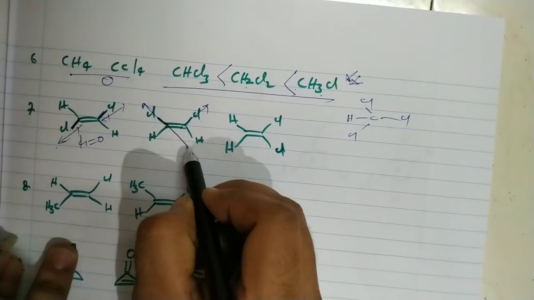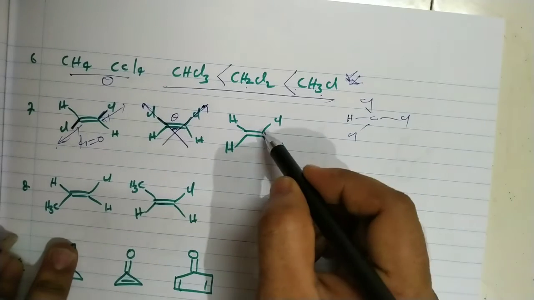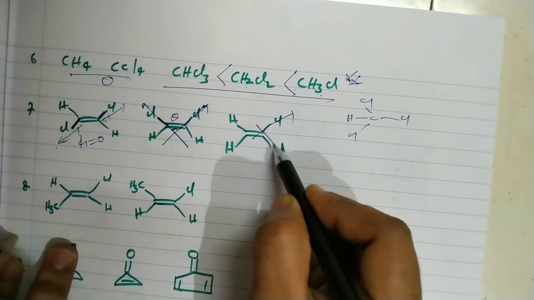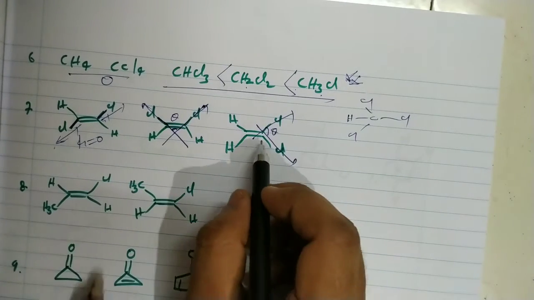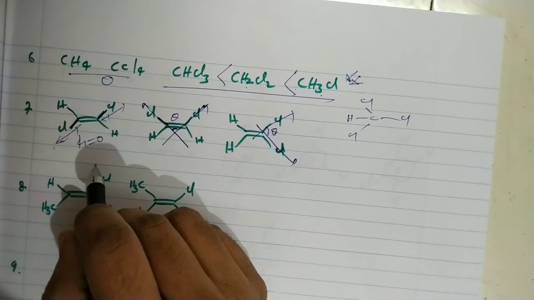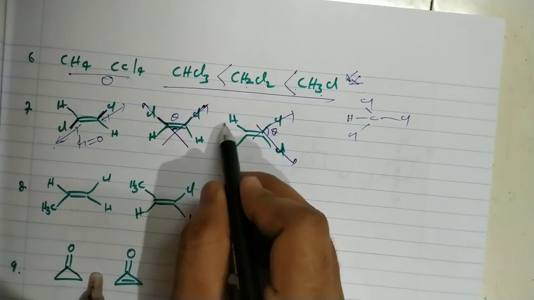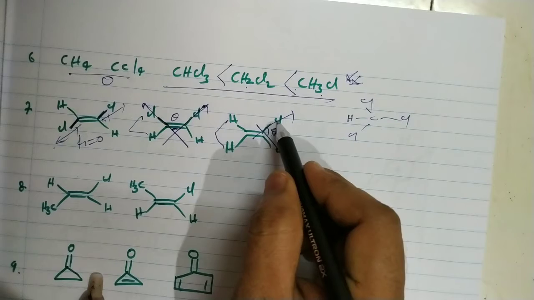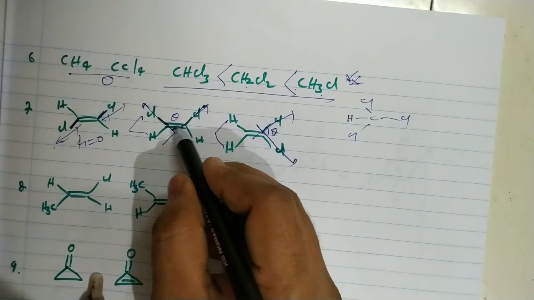Actually, in this case there is an angle theta. Here towards the chlorine, here towards chlorine, so there is a theta. In this case, this theta is smaller than this one. So this one has the higher dipole moment, because the angle between these two bonds is less than the angle between these two bonds.